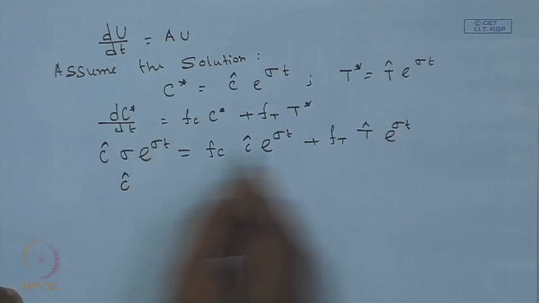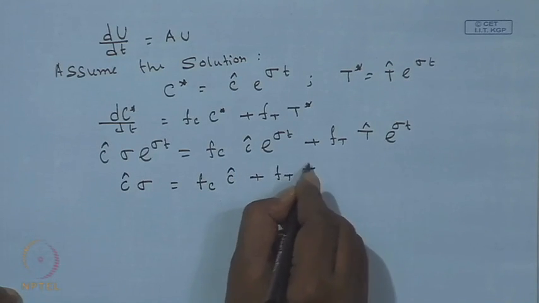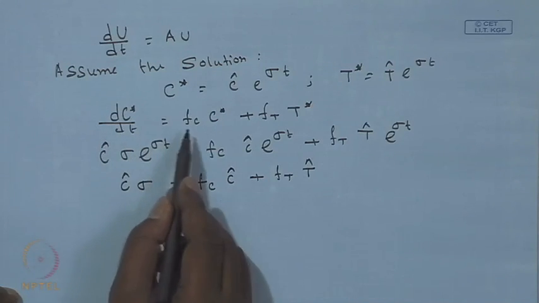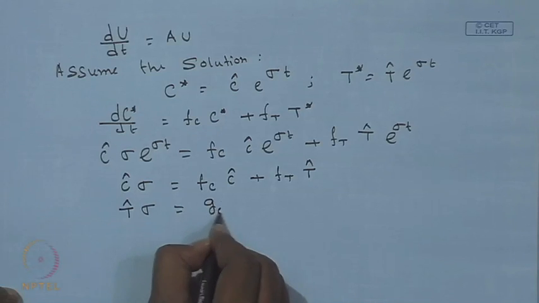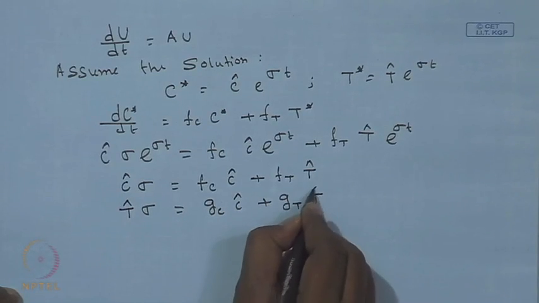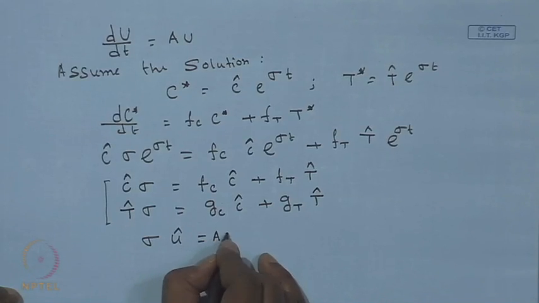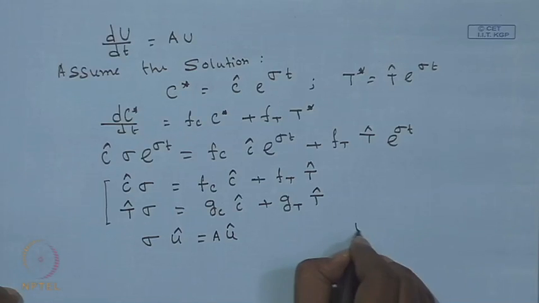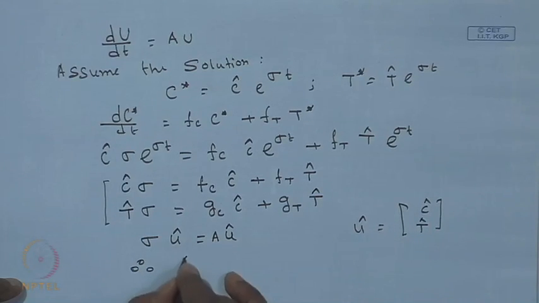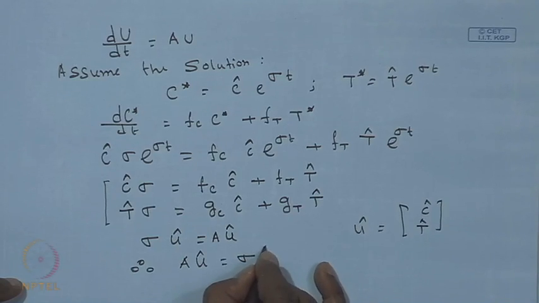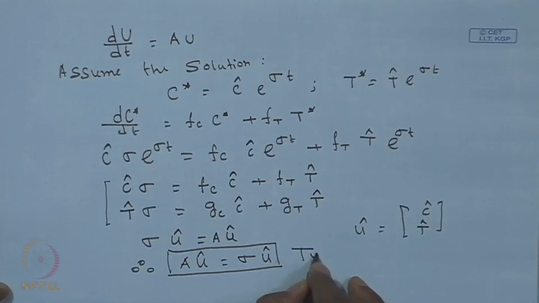The e to the power sigma t will be cancelled out, giving c hat sigma equals f_c c hat plus f_t t hat. From the other equation dt star/dt equal to g_c c star plus g_t t star, we will be getting t hat sigma is equal to g_c c hat plus g_t t hat. In compact notation you can write this equation as sigma u hat is equal to A u hat, where u hat is the vector comprising the elements c hat and t hat. So, A u hat is equal to sigma u hat, and this is a typical eigenvalue problem with sigma as the eigenvalues.